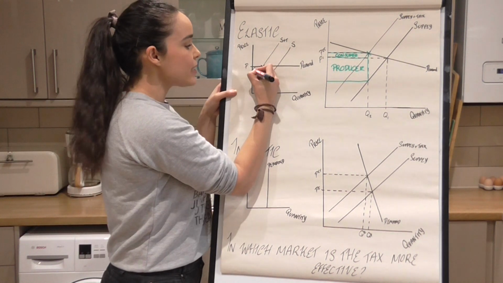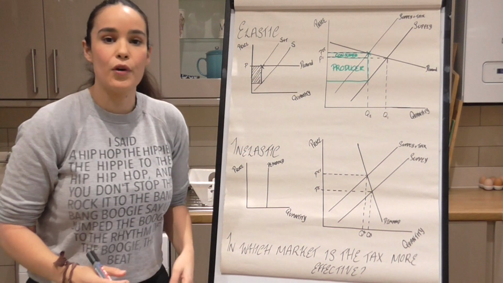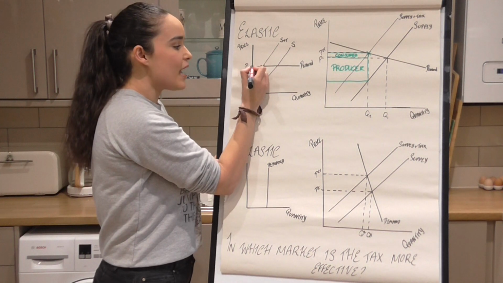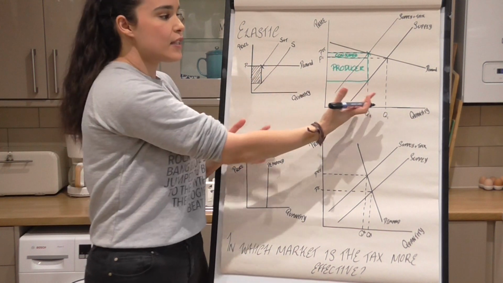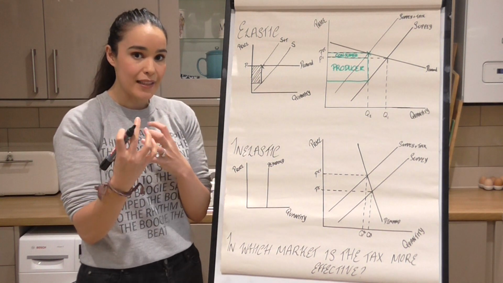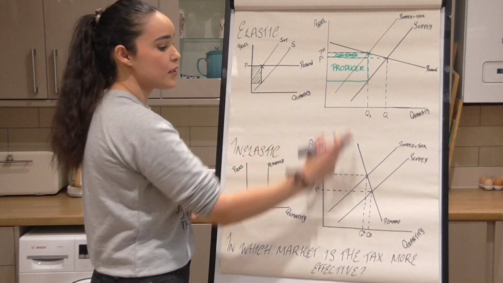So the entirety of this tax has to therefore be paid for by who? The producer. The consumer is not going to pay for any of the tax whatsoever. So when you have something that's extremely elastic, the consumer is going to pay a really small part in paying that tax compared to the producer.